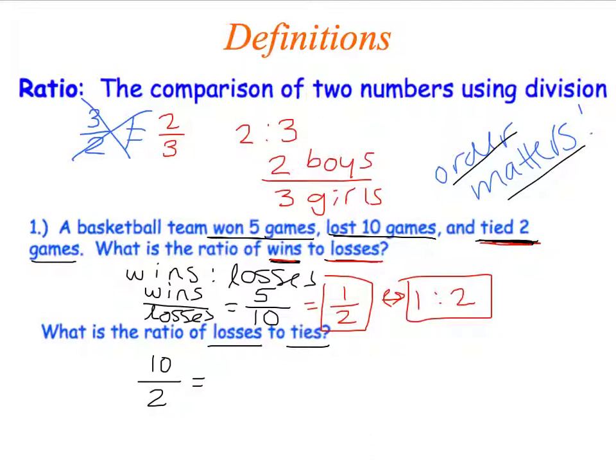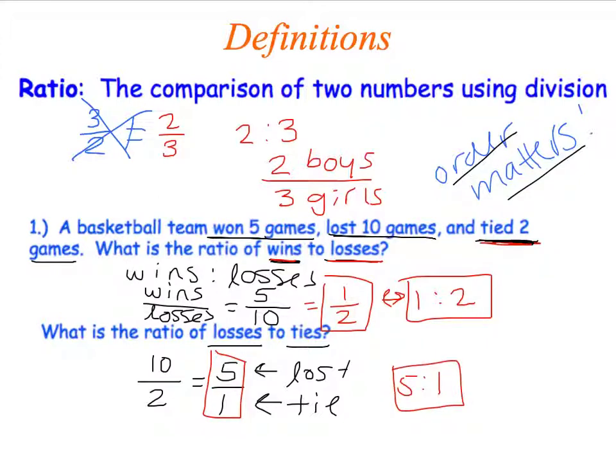This is equal to 5, but because we want it in a ratio, we don't just write 5, we would write 5 over 1. So we're saying for every 5 games lost, we tie 1 game. So our answer is not just 5, it's 5 over 1, or 5 to 1. Both of these are correct.